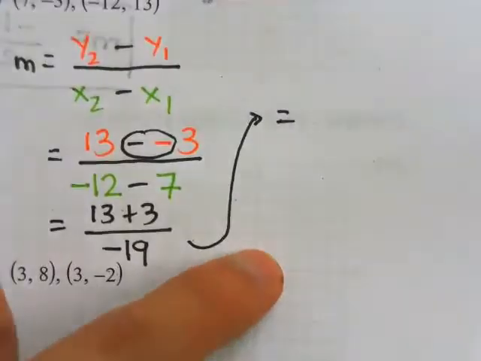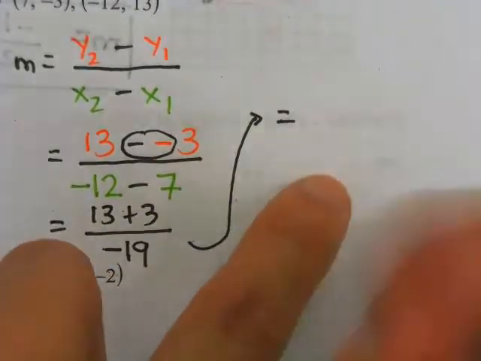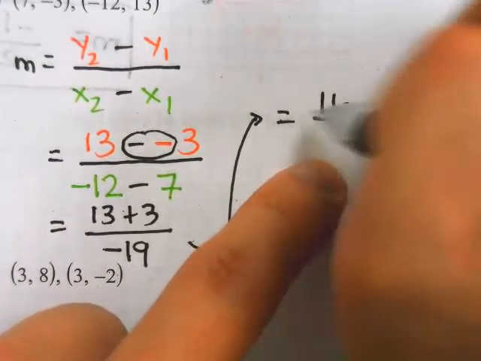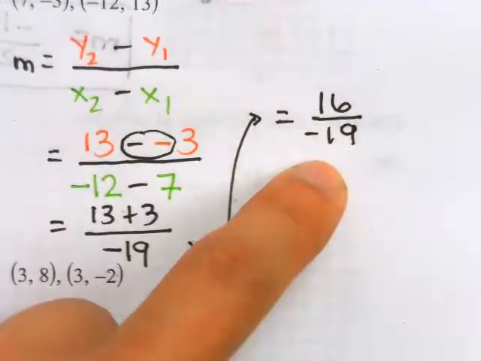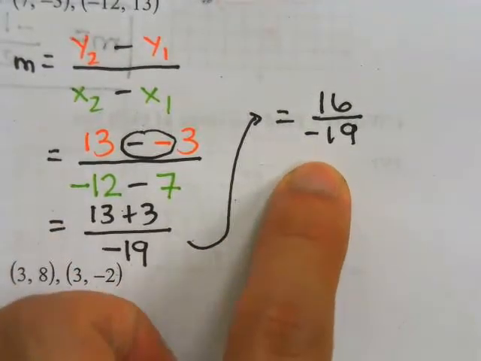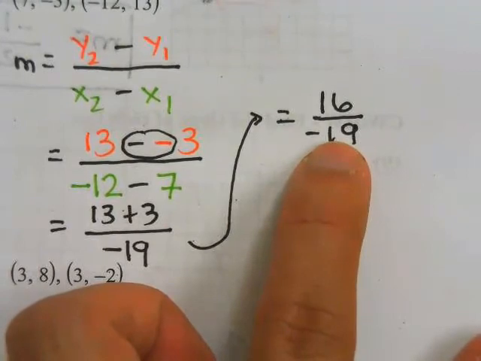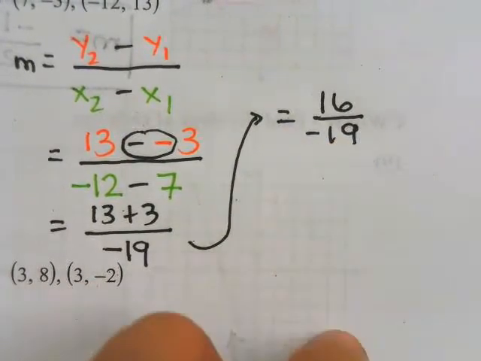So your slope, and it's okay to have the negative on the bottom. That's totally fine. If you want to move it to the top, it is okay, or to the side, it doesn't matter. But this will suffice. This is okay. Can we divide 16 and 19 by... I don't think so. 19 is a prime number. Yeah, we can't do too much.